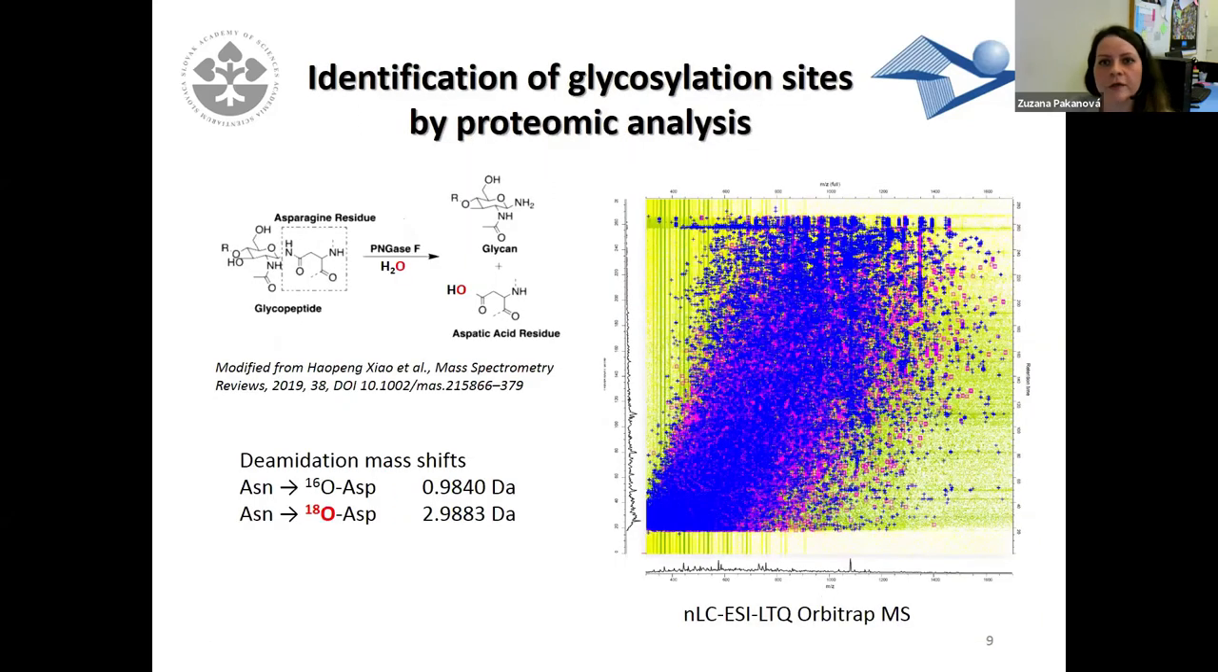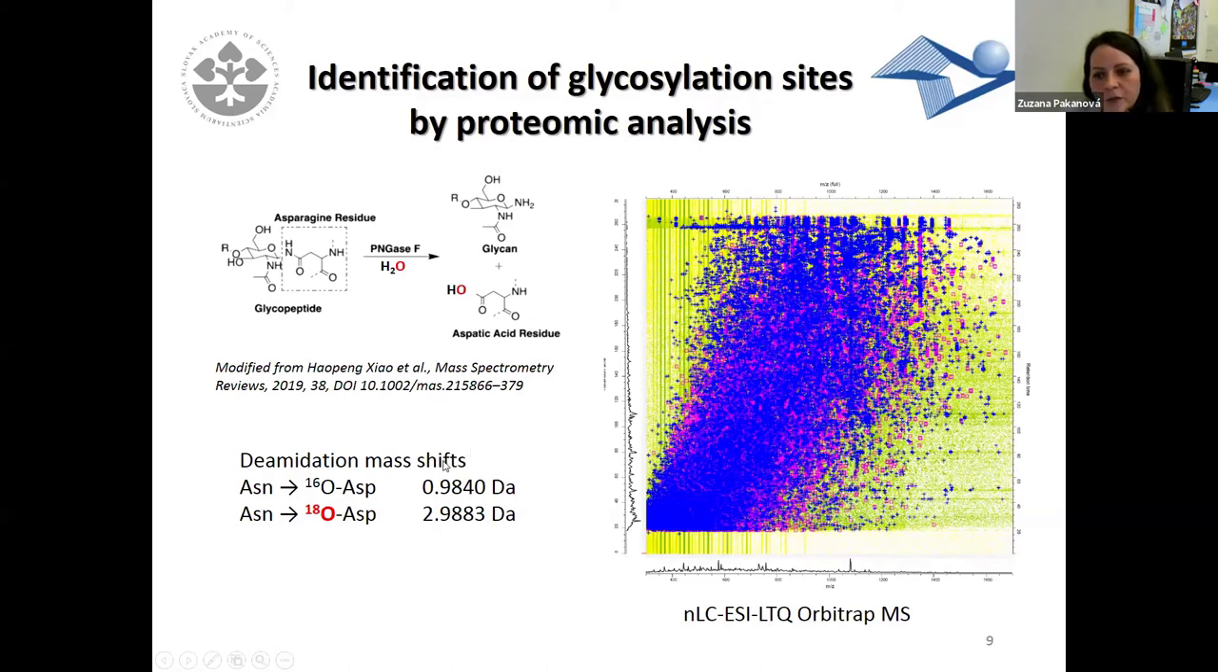Another approach I would like to mention is the identification of glycosylation sites by proteomic analysis. Each glycopeptide consists of course of a glycan part and a peptide part. The glycan is attached via asparagine, as I already mentioned. And when you use this enzymatic deglycosylation in water, this will release the glycan, and the asparagine will convert to aspartic acid residue. This is called the deamidation.